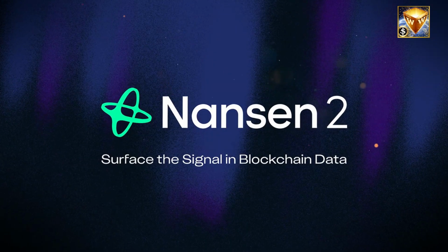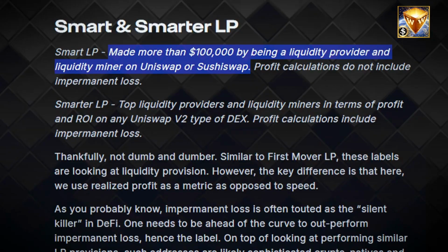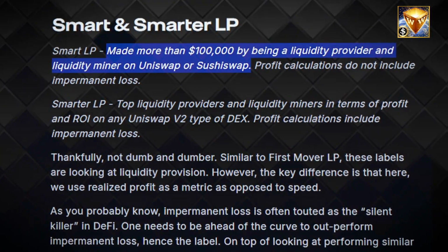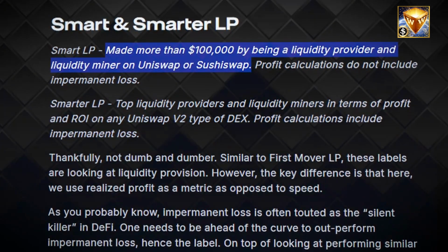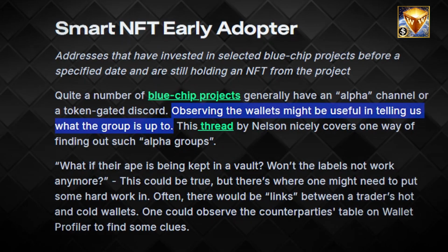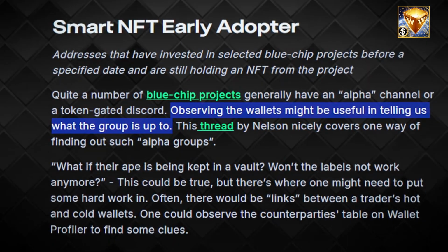Well, again, this is where analytics platforms like Nansen come in. Nansen has a handy set of labels that help us spot the experts in the crypto trading world. These labels give us a glimpse into who's making smart investments early on and who's earning big from providing liquidity on popular platforms like Uniswap or SushiSwap. They also point out the investor wallets that seem to have a knack for making the right moves. For the bigger players like investment funds, there's a label that shows us how they're spreading out their crypto investments.